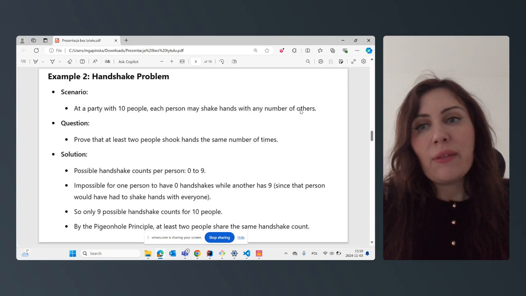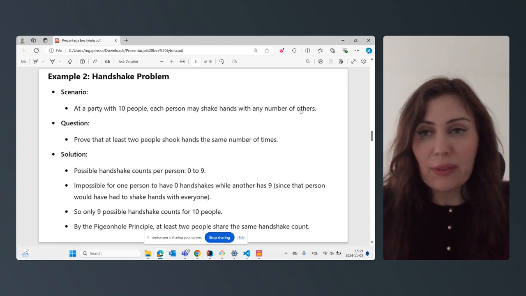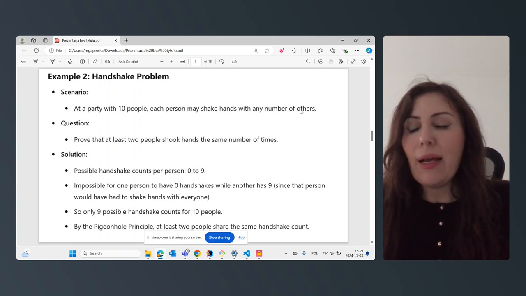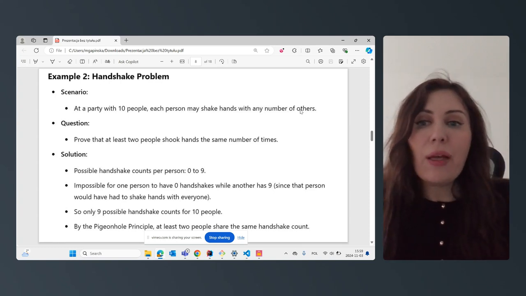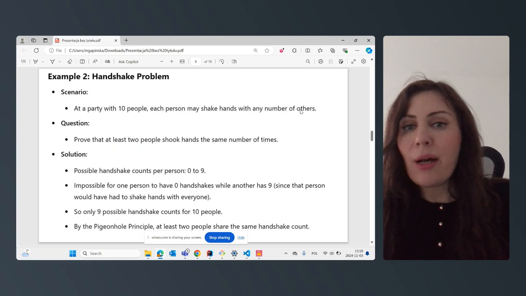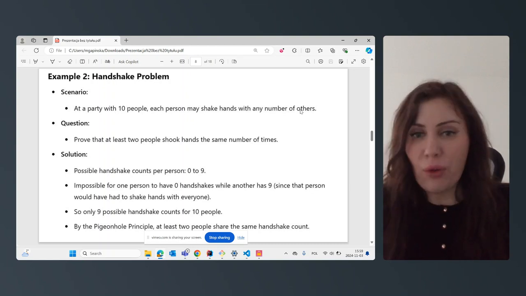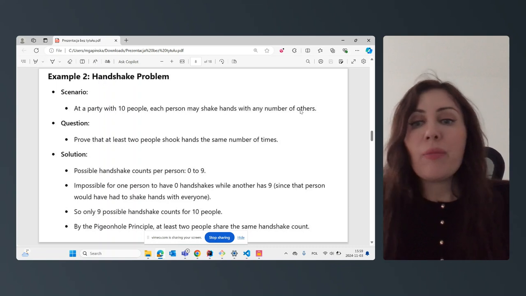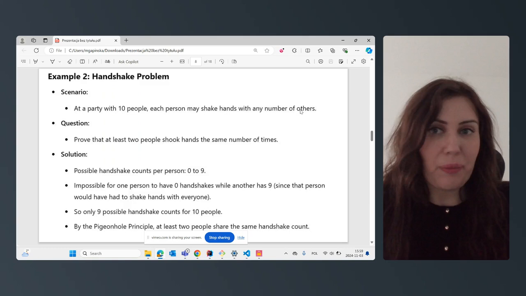Handshake problems. Scenario: at a party with 10 people, each person may shake hands with any number of others. Question: prove that at least 2 people shook hands the same number of times. And the solution: possible handshake counts per person 0 to 9. Impossible for one person to have 0 handshakes while another has 9, since that person would have had to shake hands with everyone. So only 9 possible handshake counts for 10 people. By the Pigeonhole Principle, at least 2 people share the same handshake count.